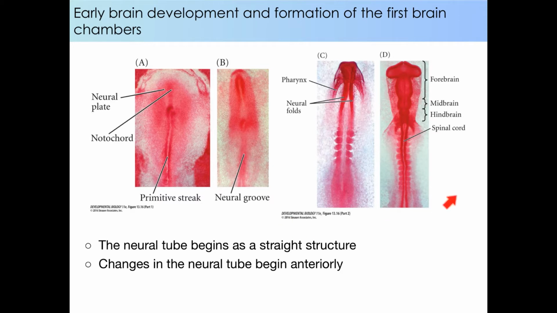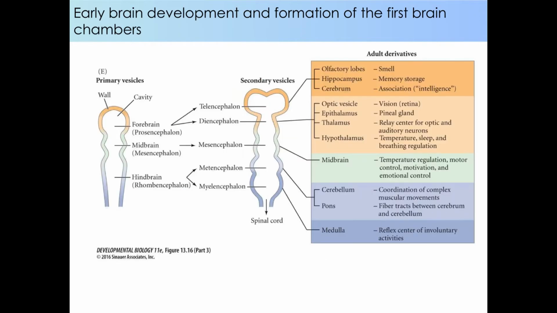And this is in the chick embryo, by the way, but it's very similar in mammalian embryos as well. Now, these bulges or vesicles will give rise to the forebrain, the midbrain, and the hindbrain. The forebrain, or the prosencephalon, will give rise to several structures, including the cerebrum and the hippocampus, so this region of the brain is important for cognition and memory.